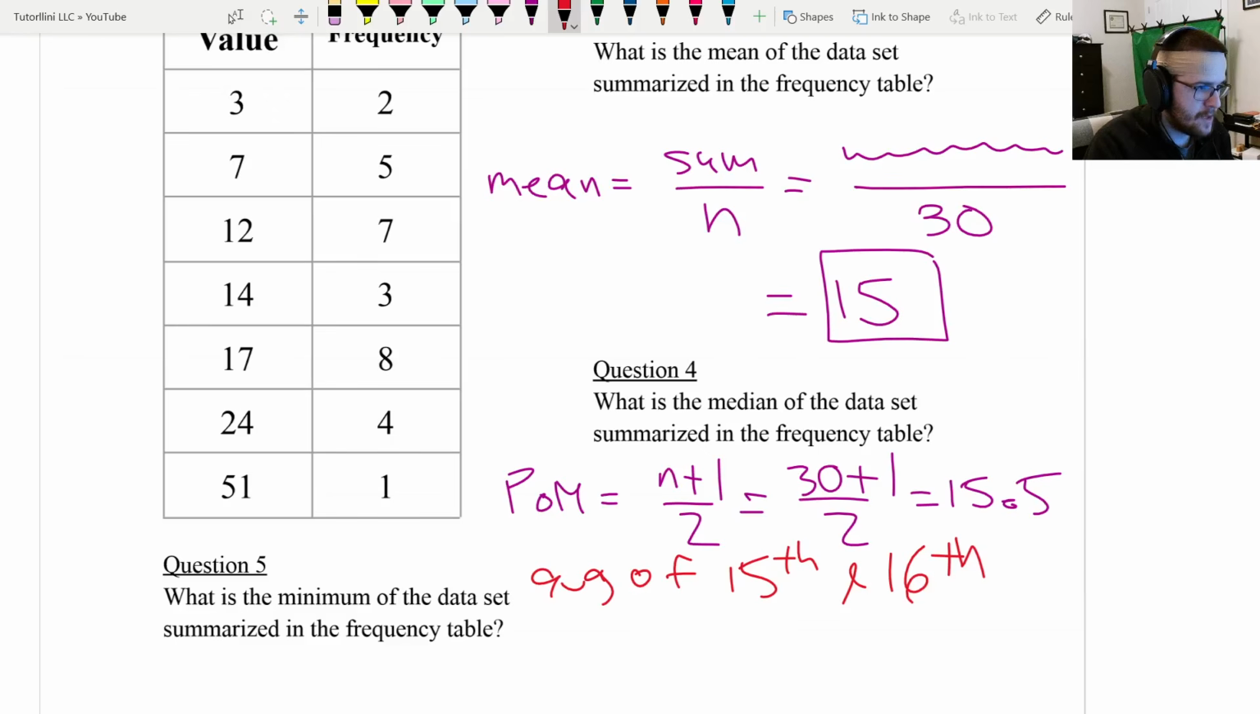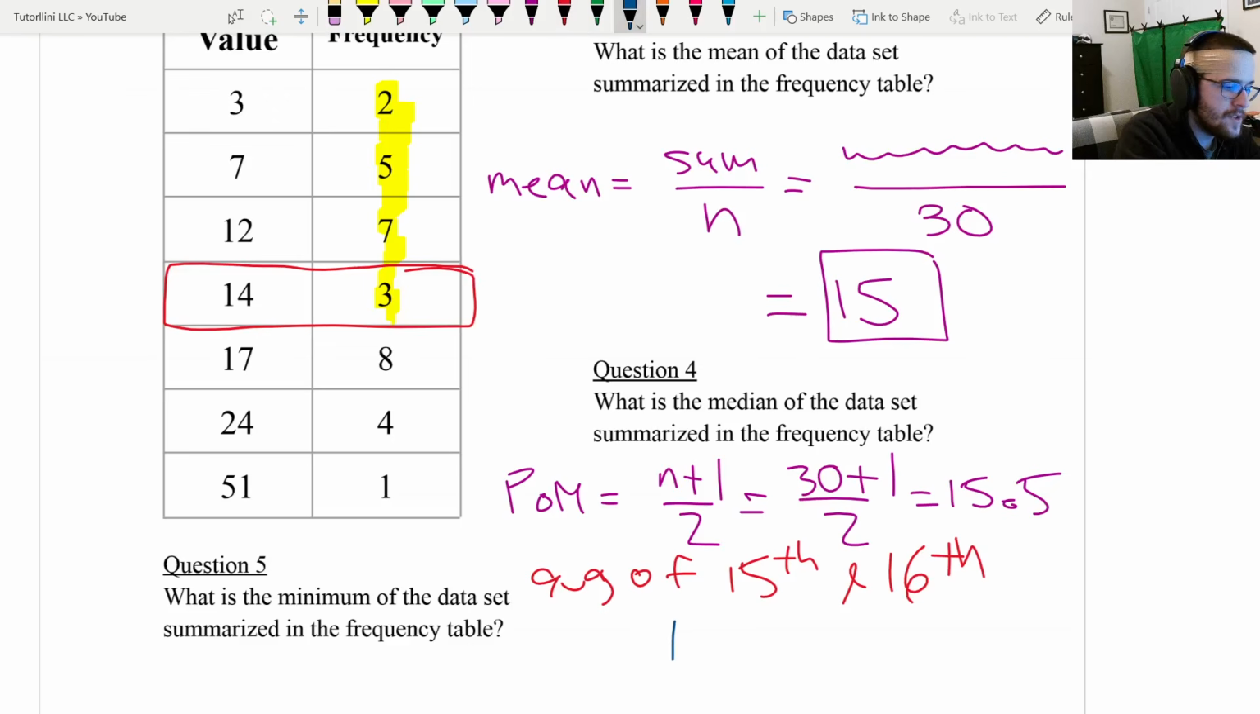2, that's too small, got to keep going. 2 plus 5, too small, got to keep going. 2 plus 5 plus 7, that's 14, still too small. 2 plus 5 plus 7 plus 3, that is 17. So both the 15th and 16th are in this row. So that means the median is 14.